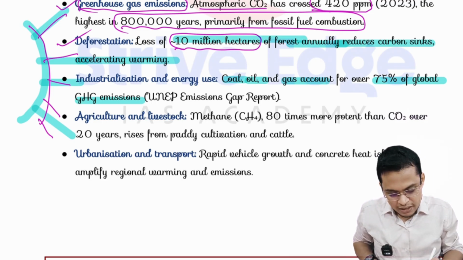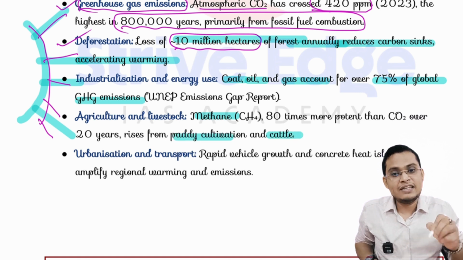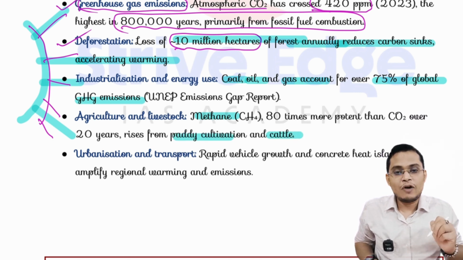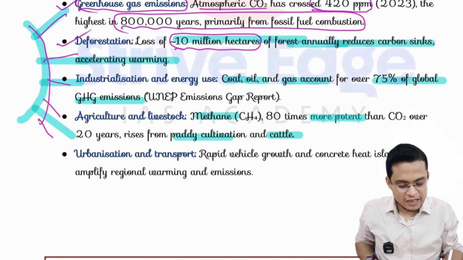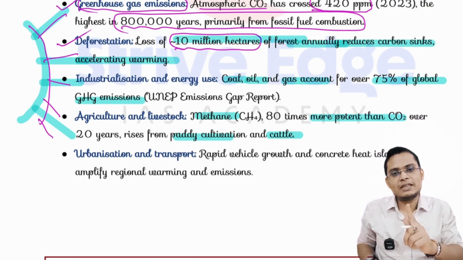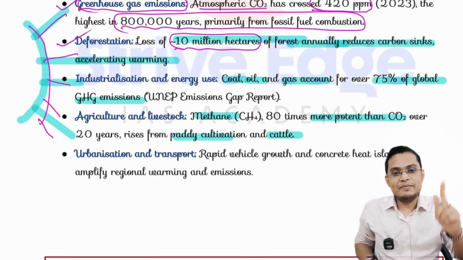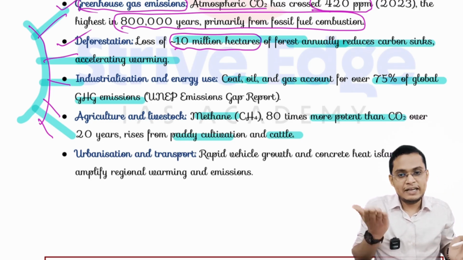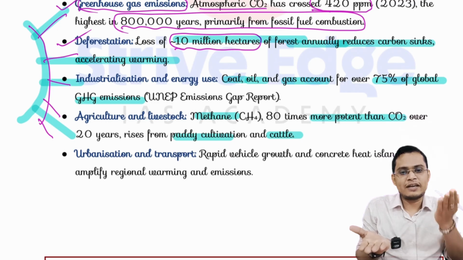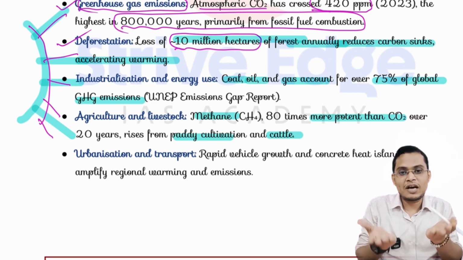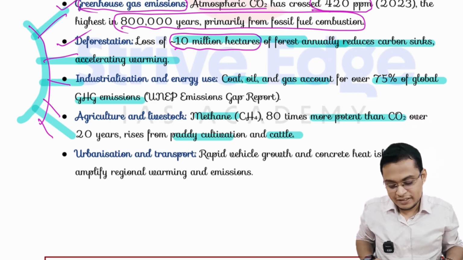So we can say the methane is emitted from paddy cultivation and cattle, and you know that methane has 80 times more global warming potential than carbon dioxide. So that means if you are emitting 1 ton of methane, then it is 80 times as effective. If you are emitting 80 tons of carbon dioxide and 1 ton of methane, they both are equal. Just imagine how negatively it is impacting.